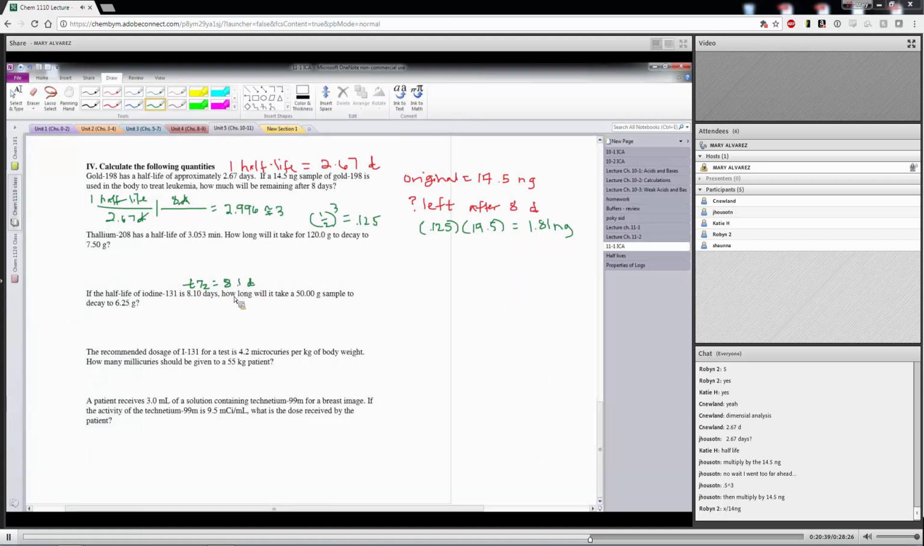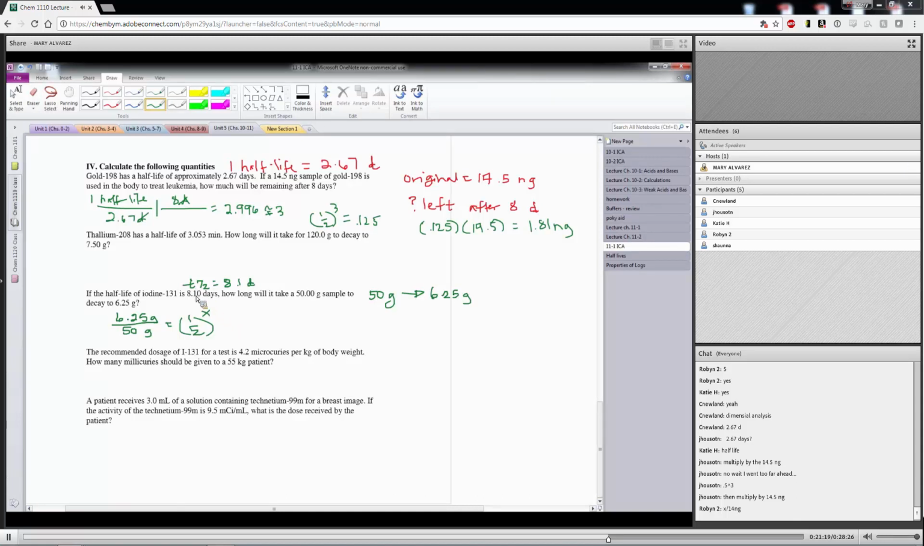And now I'm asking how long it's going to take for a 50-gram sample to decay to 6.25 grams. So from 50 grams to 6.25 grams, if we look at our original equation, essentially we're going to say the amount that remains divided by the original amount is going to equal 1/2 raised to the number of half-lives. And that's what we don't know. We don't know how long it was. So now we have to solve for x.